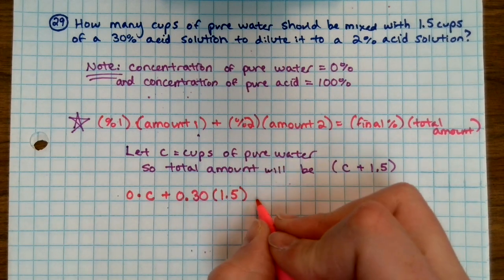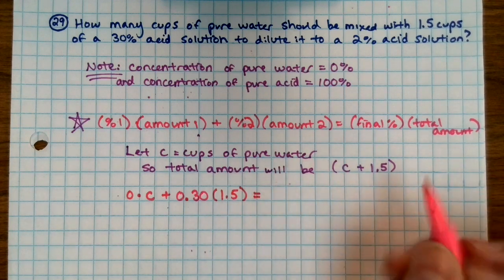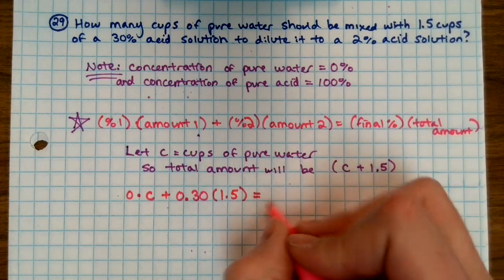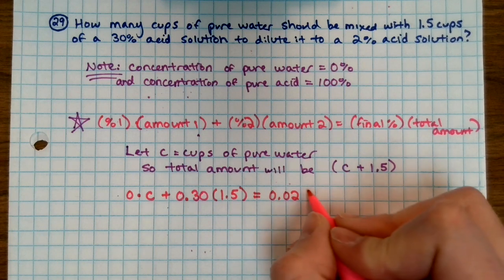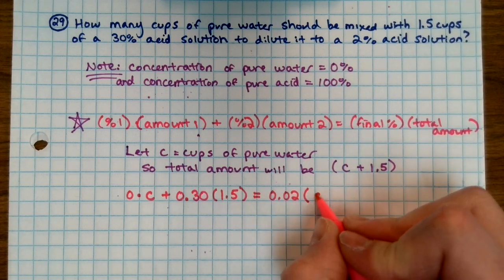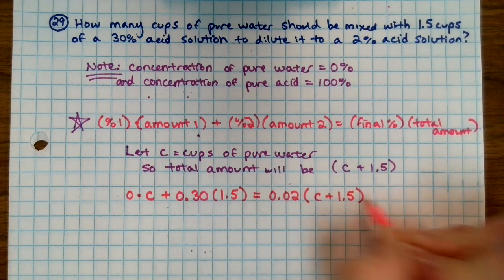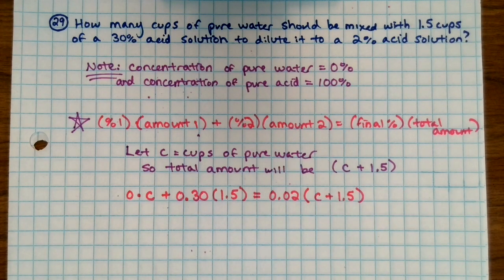And then we're going to set that equal to, again, we're trying to get a 2%, so that's the final percent we're trying to get to. And then the total amount is C plus 1.5. Whatever C is plus the 1.5 cups is going to be the total amount that you're going to have of the solution. So now we're going to go through and solve.